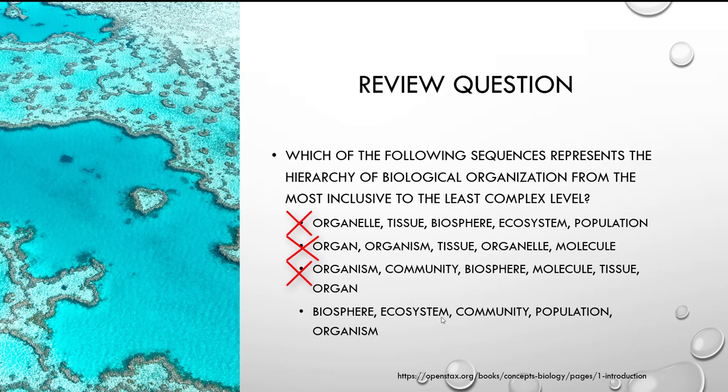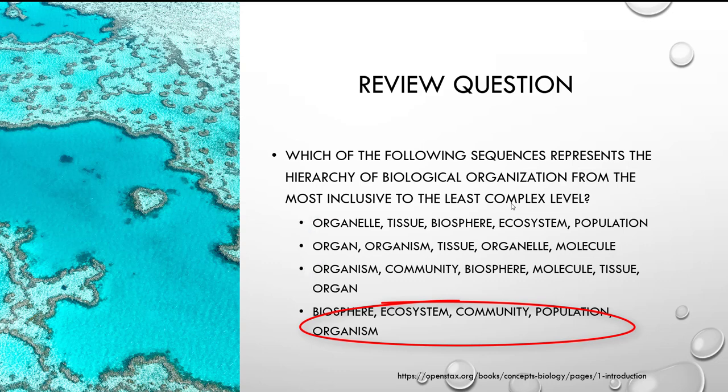So biosphere to ecosystem. Okay, so that's big to smaller. Ecosystem to community, that's bigger to smaller. Community to population, that's bigger to smaller. Population to organism. So that's the correct one. It's going from most inclusive to least complex. So that's the correct one. All right, so the biosphere includes everybody, whereas of the ones that are least complex, it would be the organism.